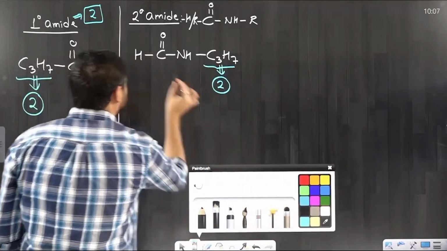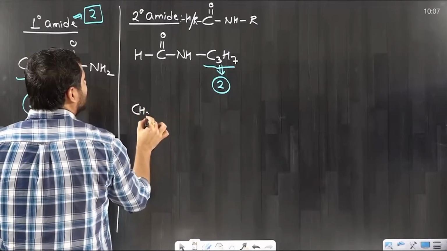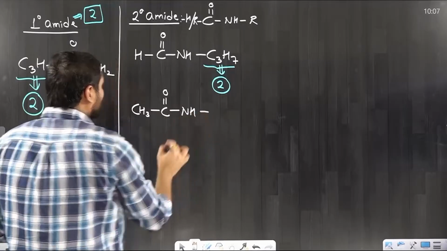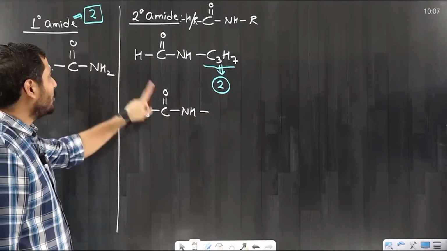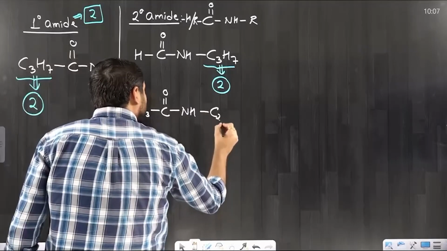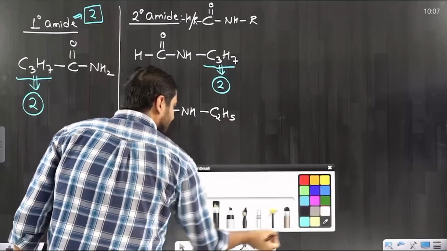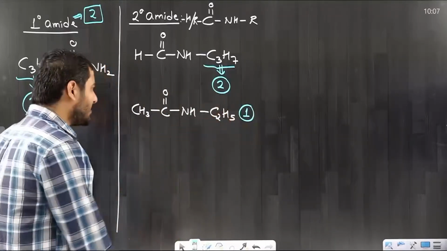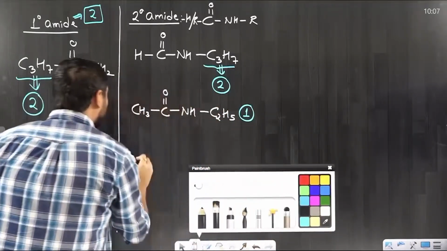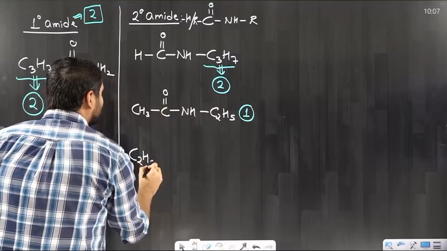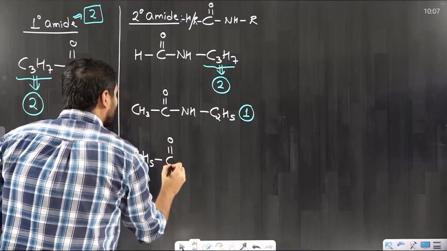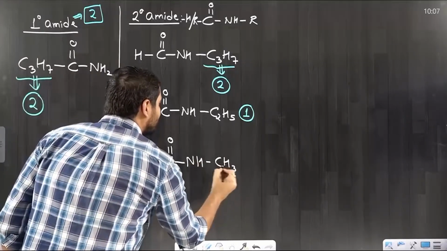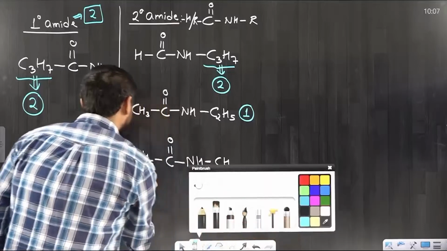Now next case is, in place of hydrogen, what I can write? CH3, NH. Now 2 carbon atoms are covered, total 4 carbon atoms. So what is left? C2H5. Now how many isomers are possible? Only 1, because in case of C2H5 there is no structural isomer. Next I will write here C2H5, C double bond O, NH. So 2 plus 1, 3. So only 1 methyl is left. So how many isomers here?